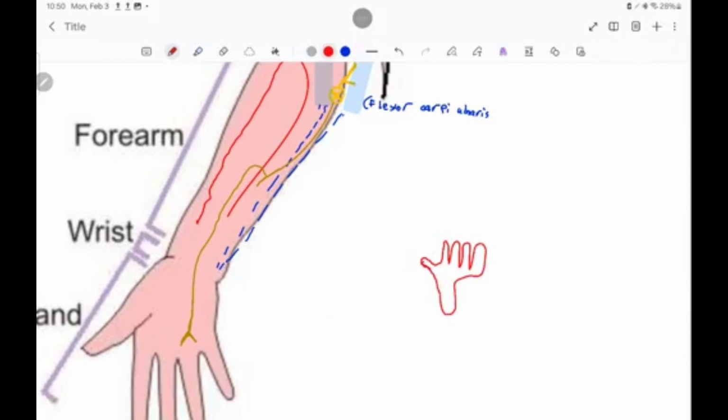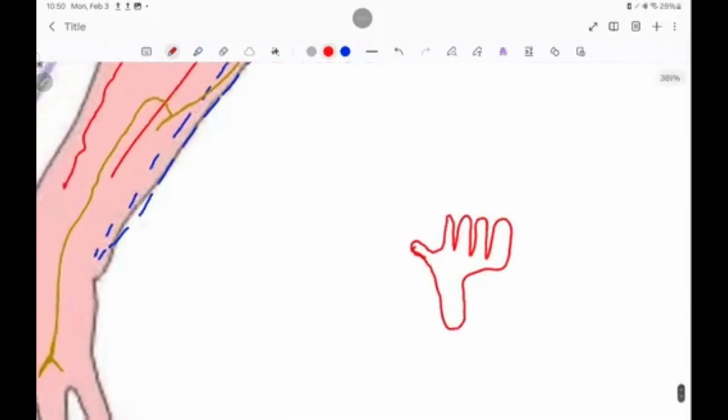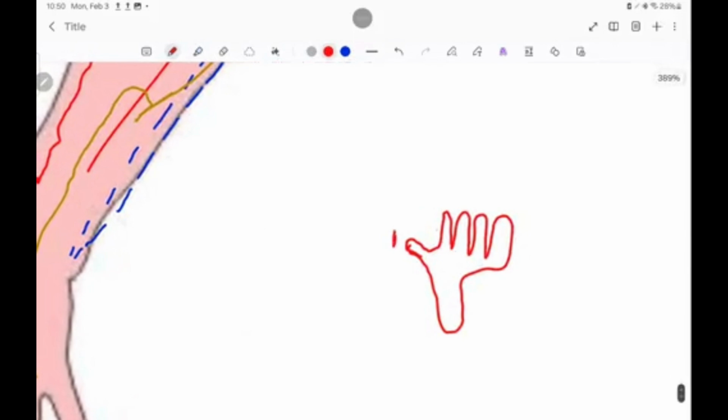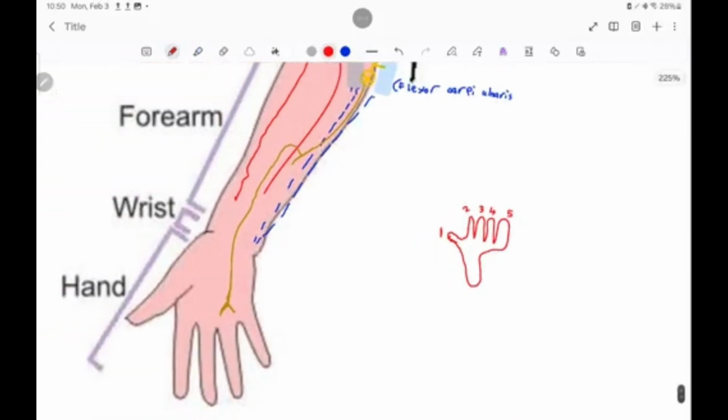Okay, so this is the thumb. The thumb we'll number 1, index 2, middle finger 3, then ring finger 4, and finally the small finger, little finger 5. Okay. And this is actually the palm of the hand, not the dorsal aspect.